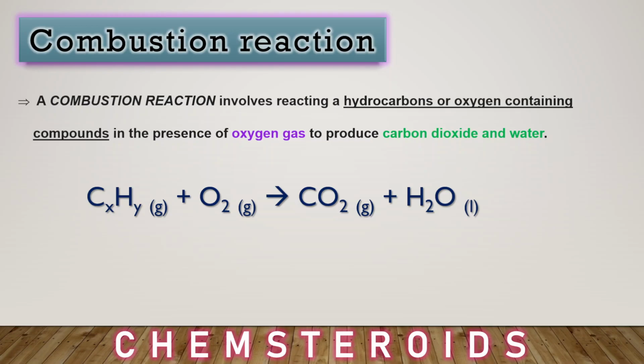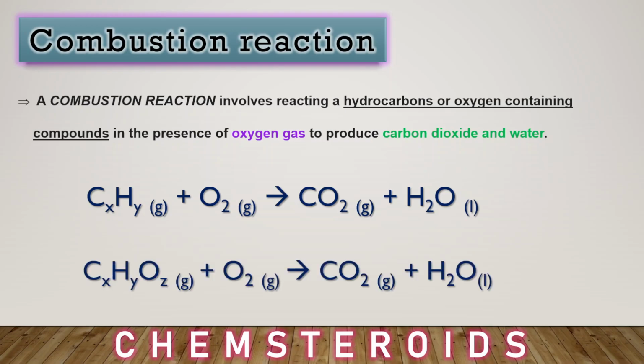Same way, for oxygen containing compounds, it can be represented as CxHyOz, and oxygen again forming carbon dioxide and water. Here x, y and z represent again the chemical formula of the compound, oxygen containing compounds. I hope you all now got an idea about what a combustion reaction is, how it is generally represented, and what the product of the combustion reactions is.